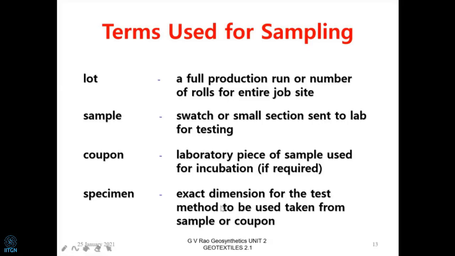Depending upon the test now, we have the grip size and we have to put them in the grip, or we have to hold them appropriately. So all of them will make a specimen now. So a specimen gives you the exact dimension for the test method to be used, taken from a sample or coupon. That means from this or from this, we are going to pick up these things now.